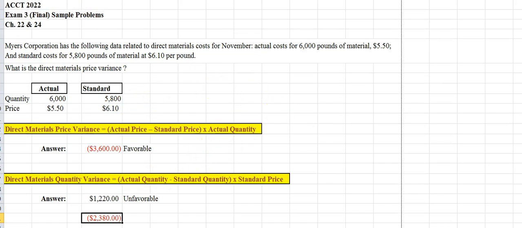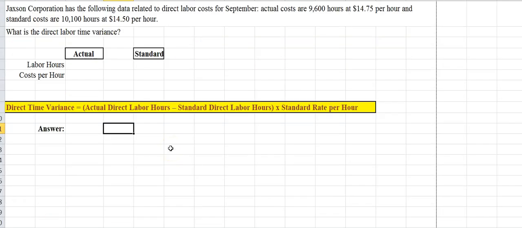Let's move on to the second problem. Jackson Corporation has the following data related to direct labor costs. Okay, so we spoke about direct materials in the first problem. Now we're going to talk about direct labor costs.